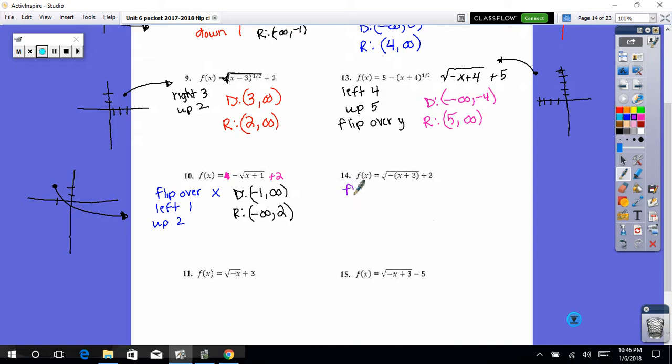Number 14. We are going to flip over the y. So again, he's going to be pointing to the left instead of pointing to the right. We are going left 3 units, and we are going up 2 units. So if we sketch a picture, left 3, up 2, and we're pointing left.